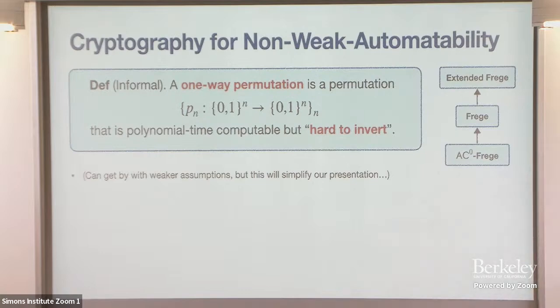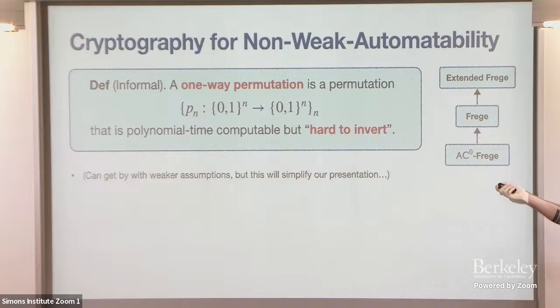So how do these results work? The basic idea is the following. I'm going to informally define a cryptographic object called a one-way permutation. A one-way permutation is a family of functions, each of which is a permutation, like each permutes the strings of length n. They're polynomial time computable, but hard to invert.